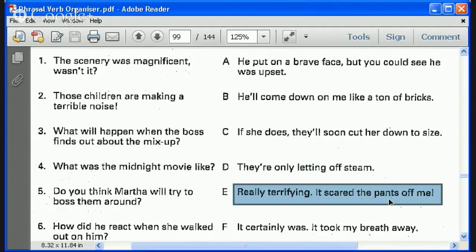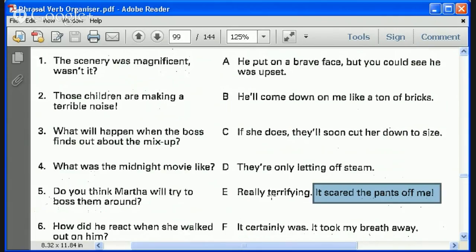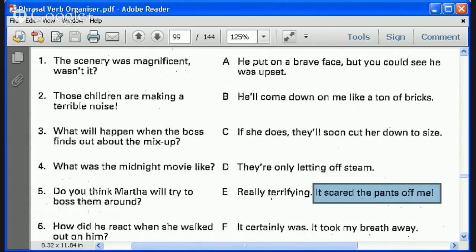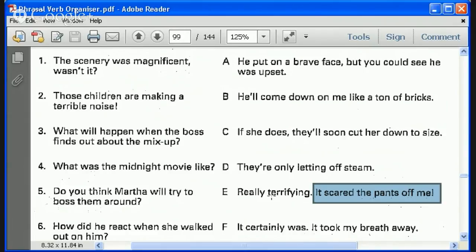Pants. What you wear on your lower body. It scared the pants off me. And yes, this sounds very ridiculous and funny, but this is very common. Oh, my goodness. It scared the pants off me. That's terrifying. What does it mean? It means it was really scary. Even your clothes were scared? I guess so. I don't know the direct meaning. I have no idea of the etymology, the history. I have no clue what genius made up that phrase. I would love to know, but I really don't know.